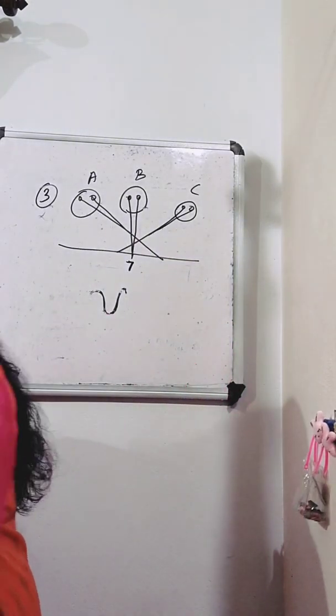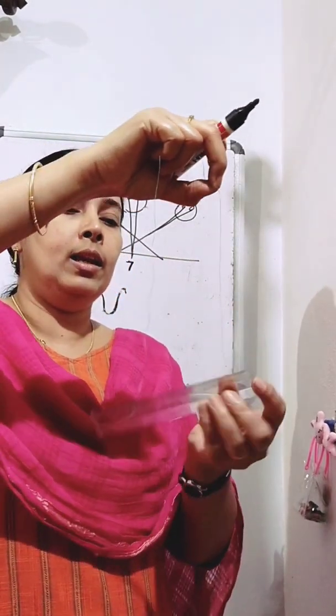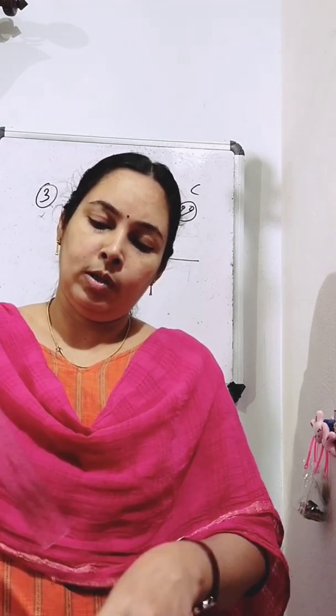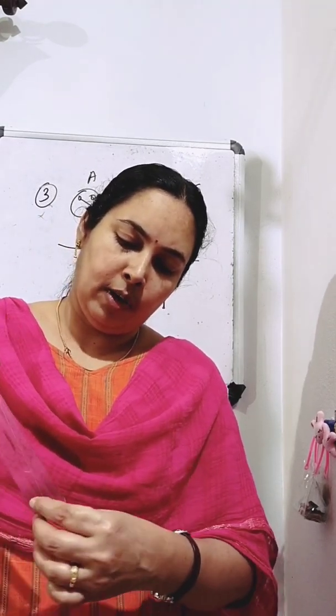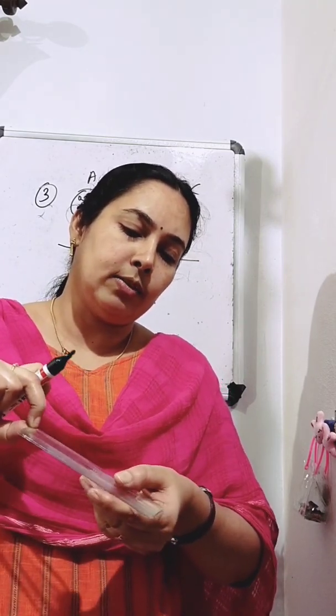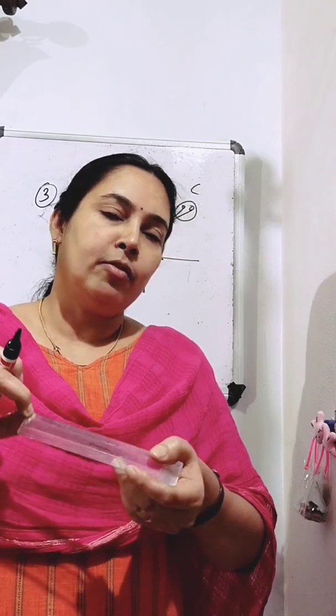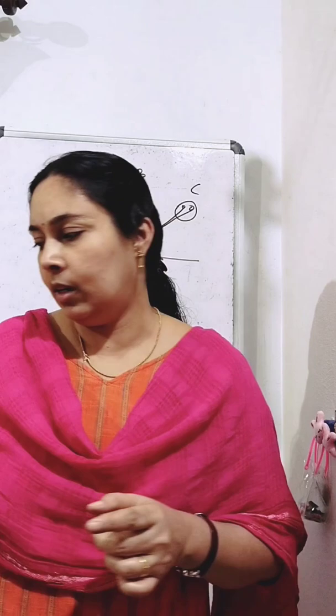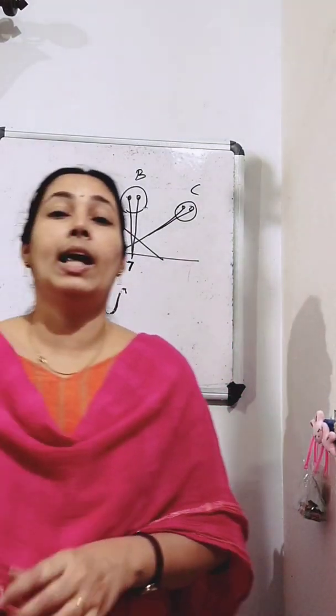So we can take a scale, then keep the thread along it from this point to the end and find the length of that curved line. So here the length of that curved line is 15 centimeter. See, exactly 15 centimeter. So like this we can measure the length of a curved line.